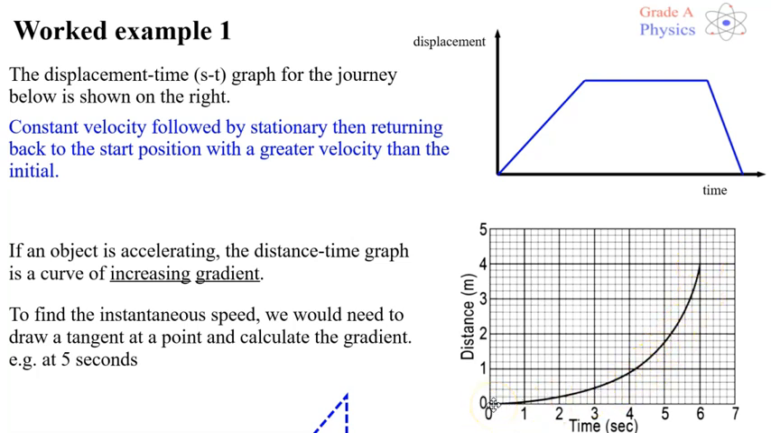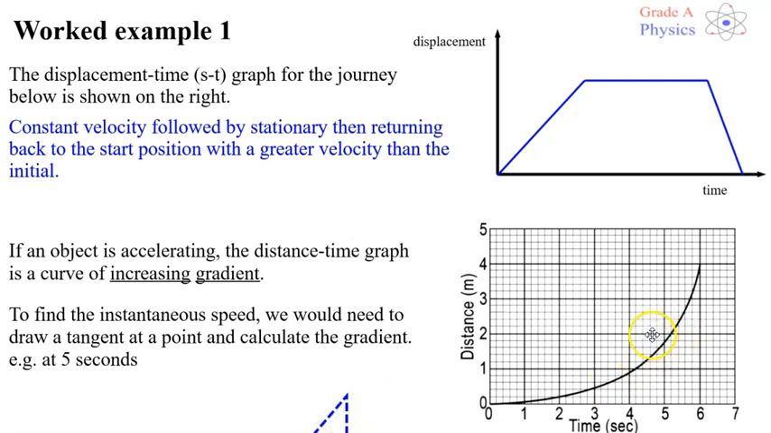So we always need to go back to what we mean by the gradient. The gradient of a displacement, or in this case distance time graph, represents the velocity. If that is increasing, that means the velocity is increasing. Now we've got to be a bit careful here. If I want to work out the instantaneous speed or velocity, if I just do the total distance divided by the total time, which often students do, I will get the average velocity overall. So that won't be correct.